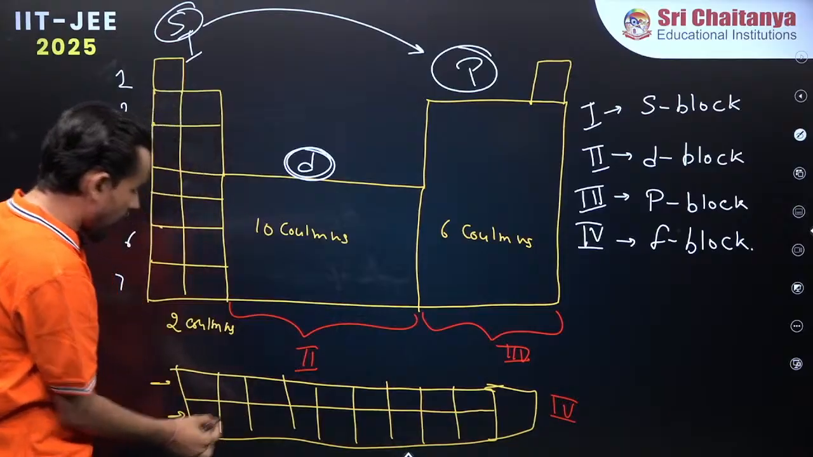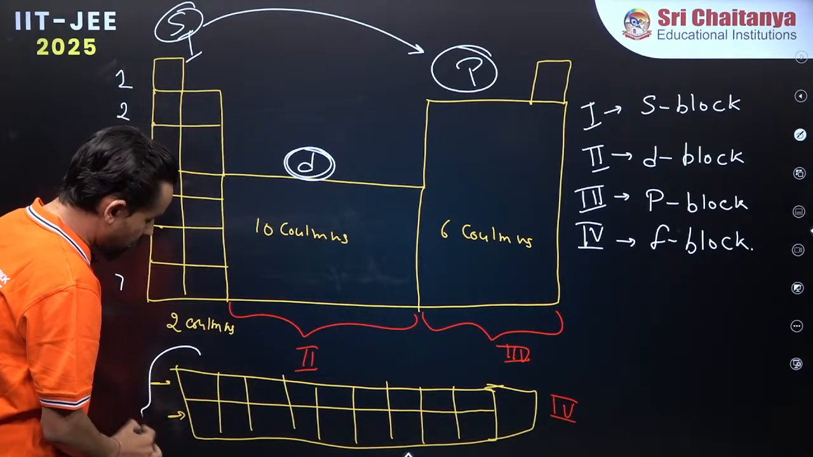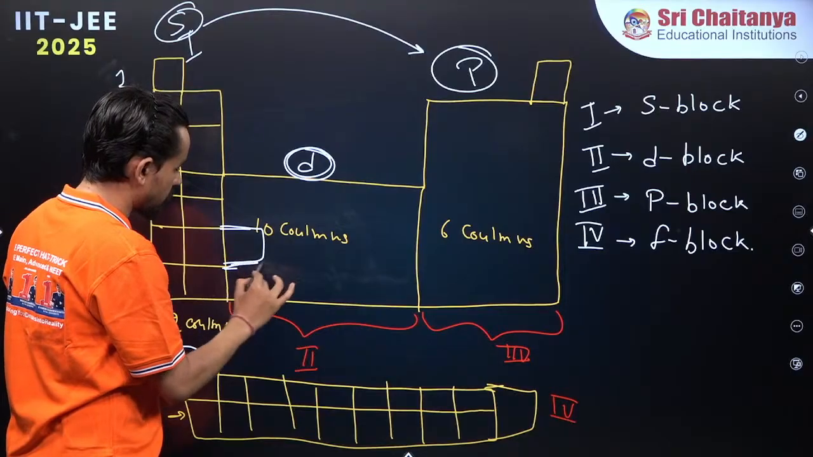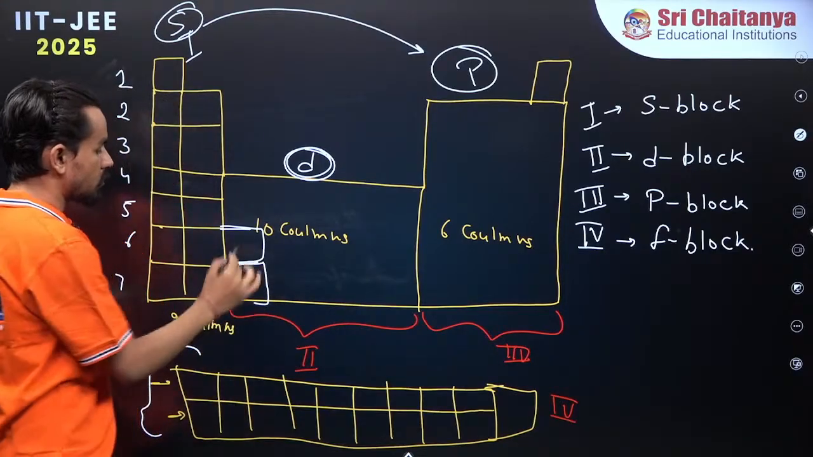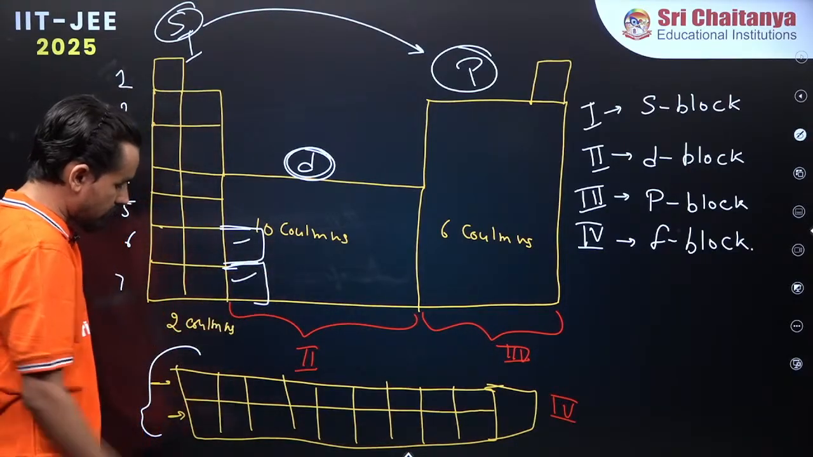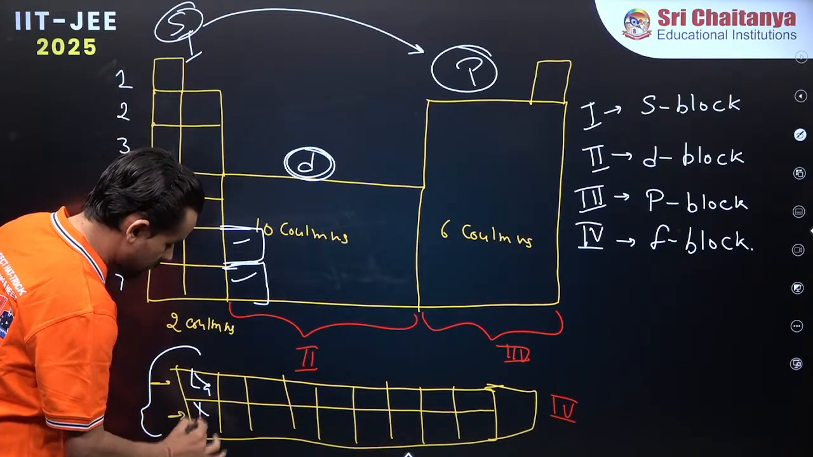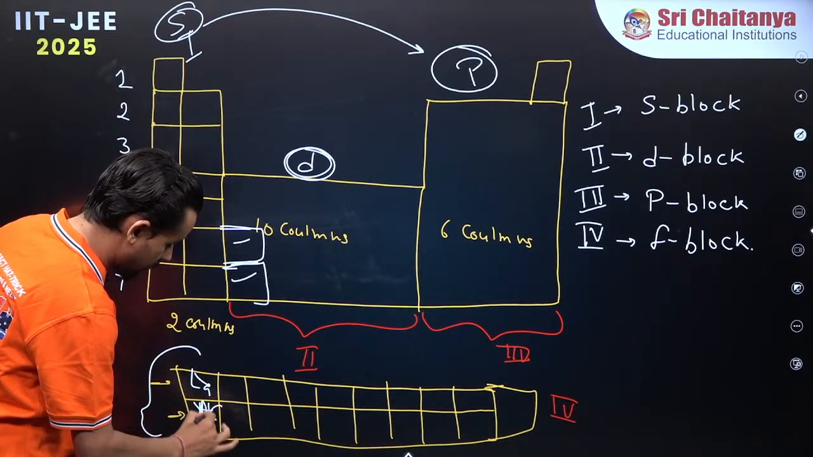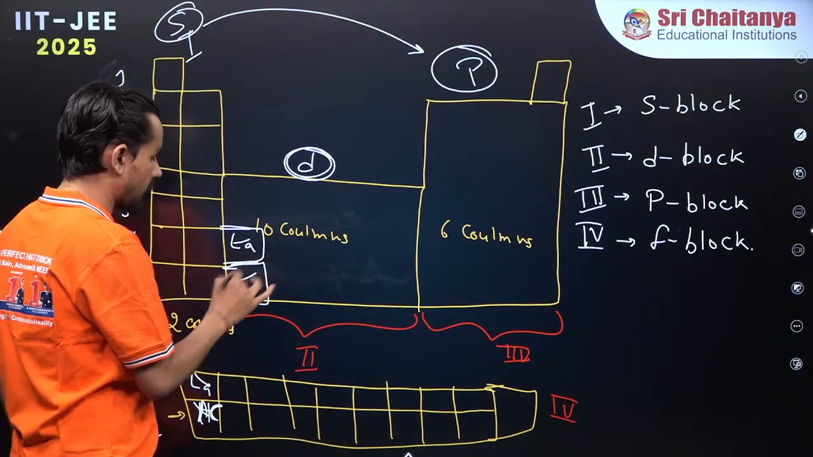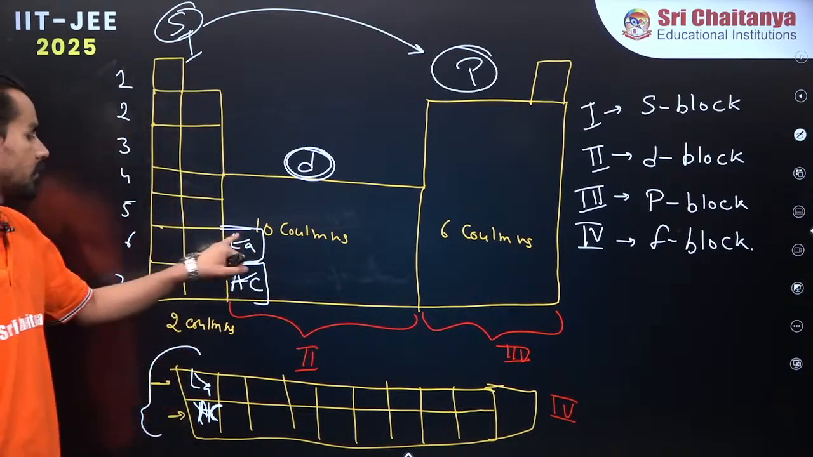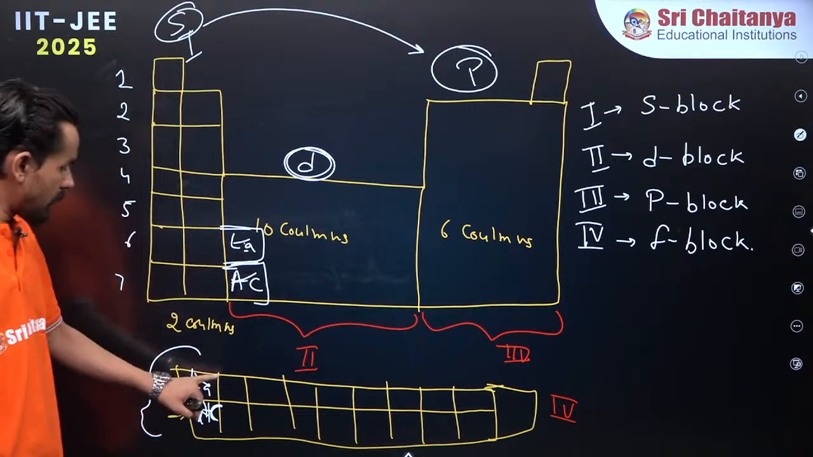And all the f block elements start from here, in the first period and second. So from here and here they start. This element is lanthanum and this is actinium. It can be written here also, lanthanum and actinium. These two elements are part of the d block and f block.